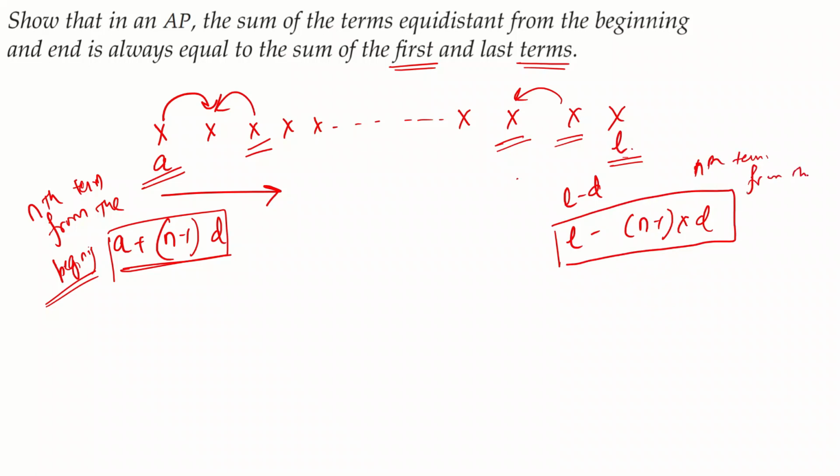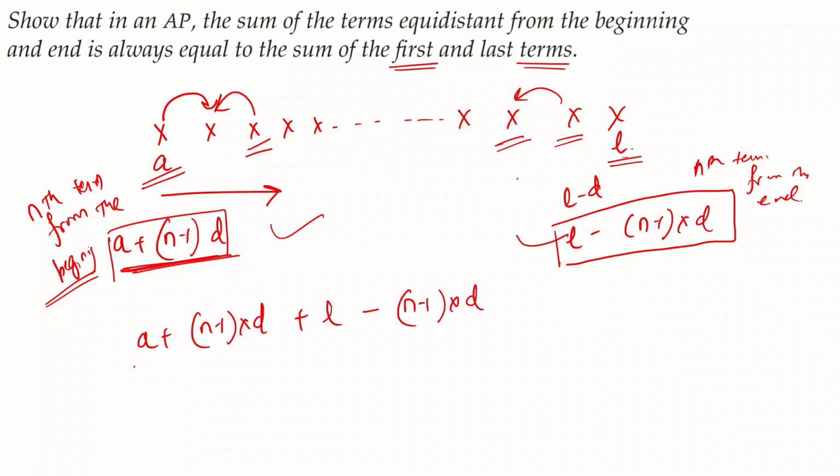Now the question asks us to prove that if you add these two, you'll get A plus L. So let's quickly see if we are getting this or not. A plus n minus 1 times d plus L minus n minus 1 times d. Let's simplify this. What do we get? You separate A plus L, and then you see the n minus 1 times d and n minus 1 times d cancel out. So all we are left with is A plus L only, and this is what was required to prove.